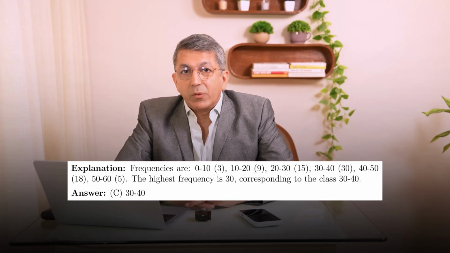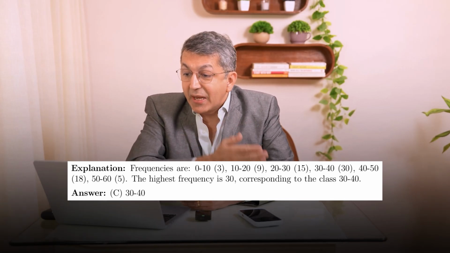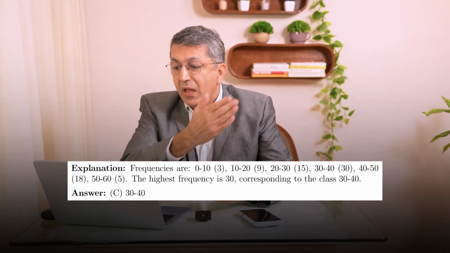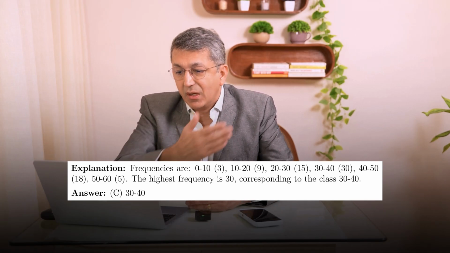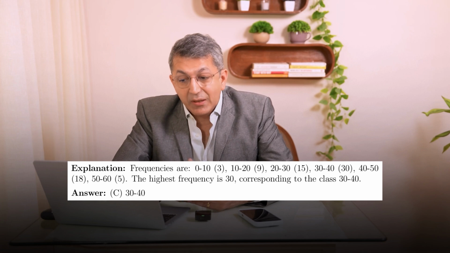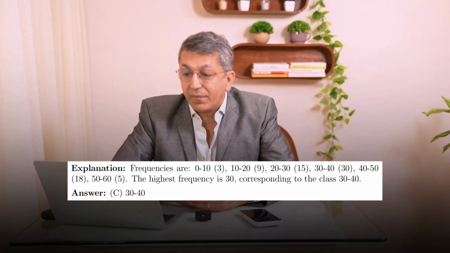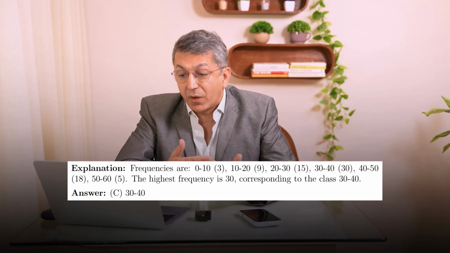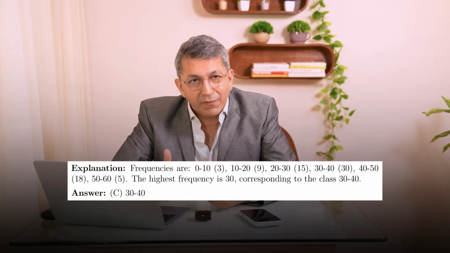Explanation: frequencies are 0 to 10: 3, 10 to 20: 9, 20 to 30: 15, 30 to 40: 30, 40 to 50: 18, 50 to 60: 5. The highest frequency is 30, corresponding to the class 30-40. So the answer is C, 30-40.